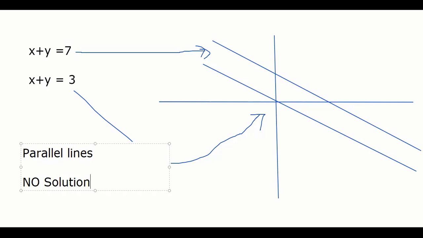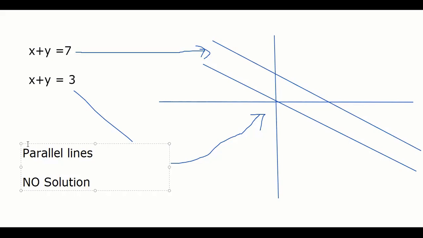Is it clear? When lines are intersecting, there is one or unique solution. When lines are coincident, infinite solutions. When lines are parallel, no solution. Clear? Now, how to find out that?